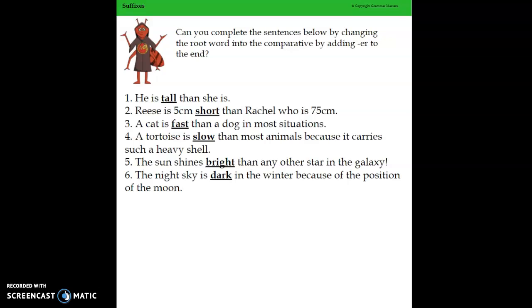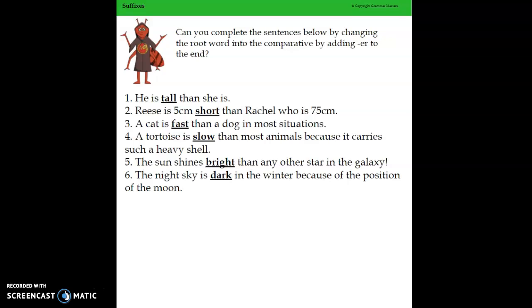We're comparing things, it doesn't just have to be people. So, for instance, the first one, you have got, he is tall than she is. Now that doesn't make sense, okay? So we're going to add the suffix because actually we're comparing two people here, okay? So how would you change it? What would you do to tall? You would need to add the suffix, which is spelled ER, and the sentence would become, he is taller than she is. So you would need to write down, he is taller than she is.